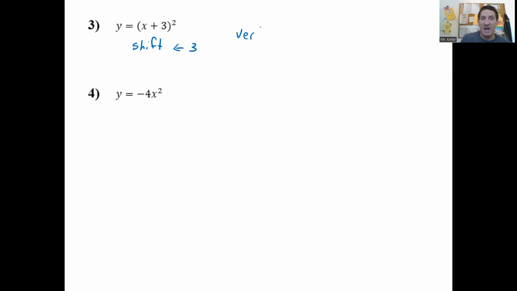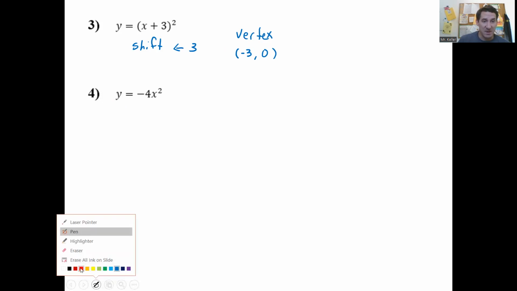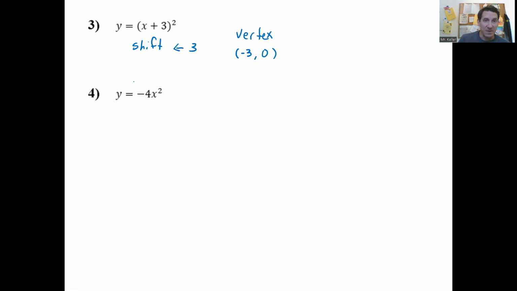And so the vertex is going to be left 3, so that means it's -3. We didn't shift up or down, so it's 0 for the y value. So here we didn't talk about this on the graphing, but what happens here with the negative is going to flip it over the x-axis. We can just flip it.